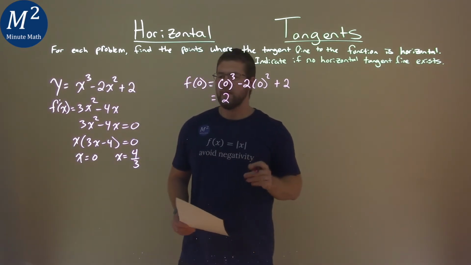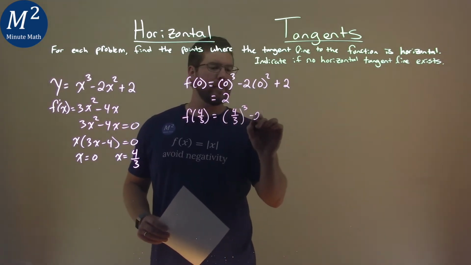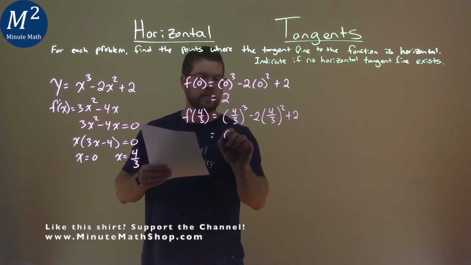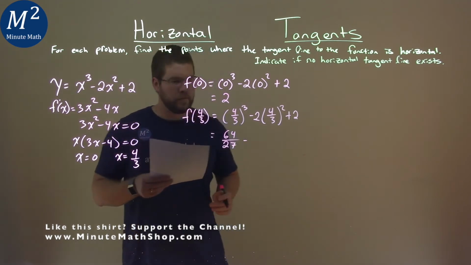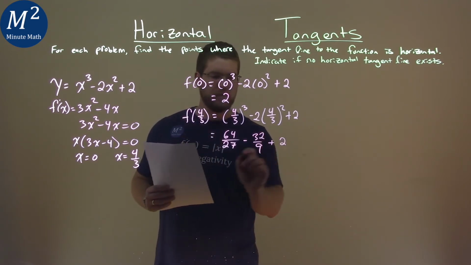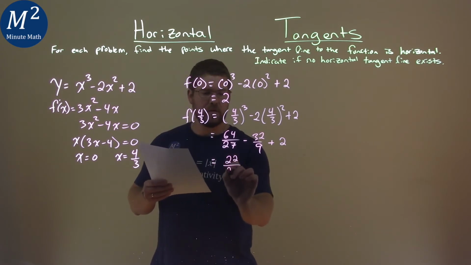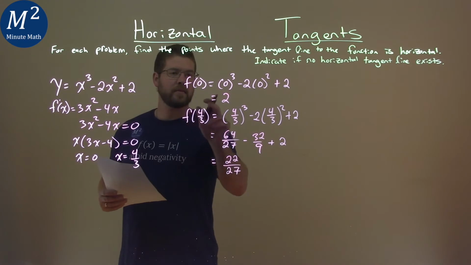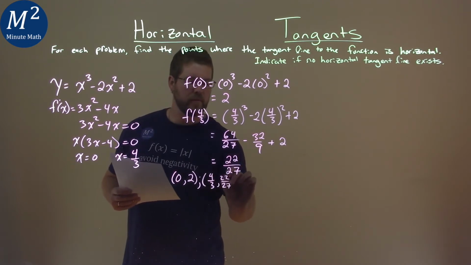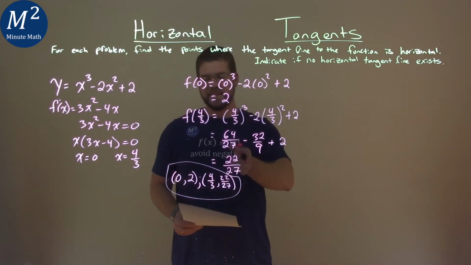Pretty easy. Let's do it again with the 4/3. So let's go find f of 4/3 here. And we have 4/3 to the third power minus 2 times 4/3 squared plus 2. Now I did the hard work for you. 4/3 to the third power is 64 over 27, minus 4/3 squared times 2, so minus 32 over 9. And we have it plus 2. We add all that up. 64 over 27 minus 32 over 9 plus 2 is 22 over 27. And so our coordinate points here, combining the x and y values, are 0, 2, and 4/3, 22 over 27. Should give myself a little more room. It's all right. And these two coordinate points are where the tangent line to the function is horizontal.